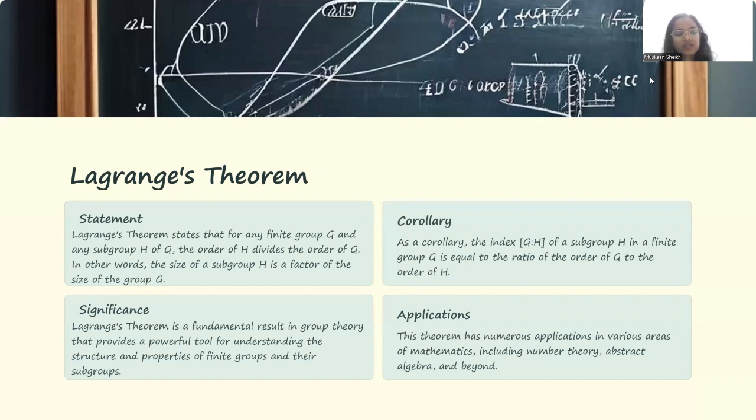Significance. Lagrange's theorem is a fundamental result in group theory that provides a powerful tool for understanding the structure and properties of finite groups and their subgroups. Applications. This theorem has numerous applications in various areas of mathematics, including number theory, abstract algebra, and beyond.